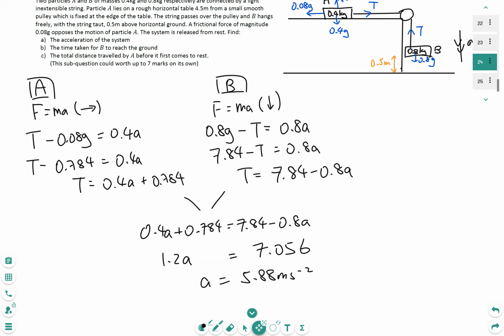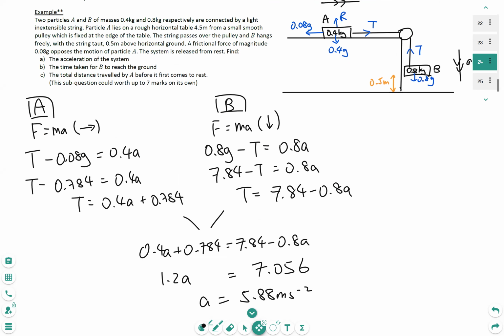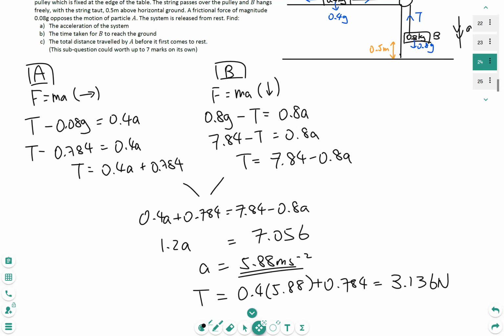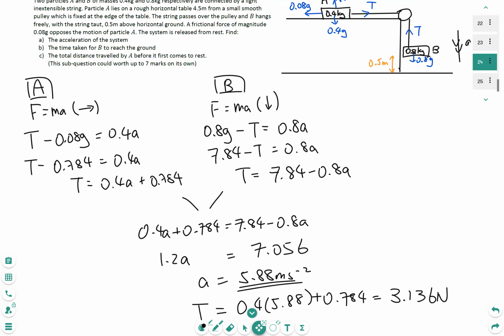The question didn't ask for tension, but normally I do work out tension, why not, simultaneous equation. So 0.4 times 5.88 plus 0.784. Again, this is not really required by the question, but I thought it's a good habit to work out everything in there. So 3.136 newtons. Anyway, the question only needs acceleration. We've done that. Part B, find the time taken for B to reach the ground.